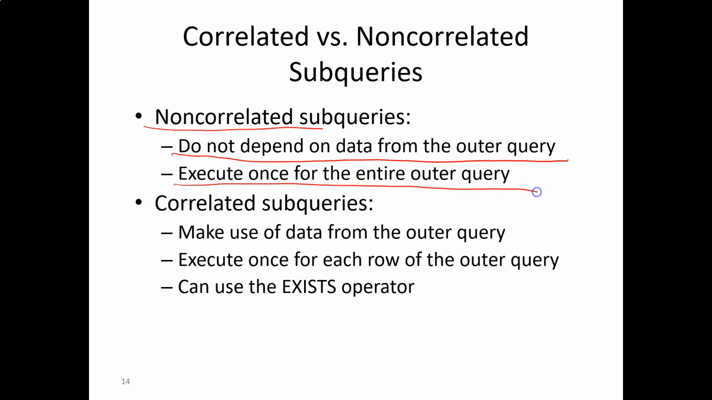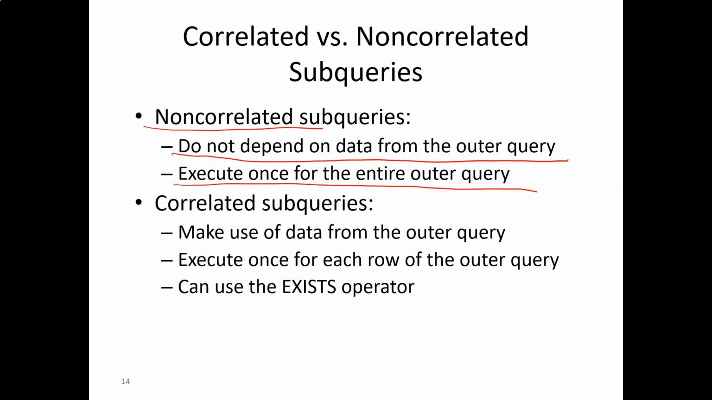Because once you execute the inner query, what you will get is either an order number like this, or a list of order numbers like in the previous example. And then you will just execute the outer query to see if it matches the order number, or if the order number is within the list of the order numbers. So that's called a non-correlated subquery.